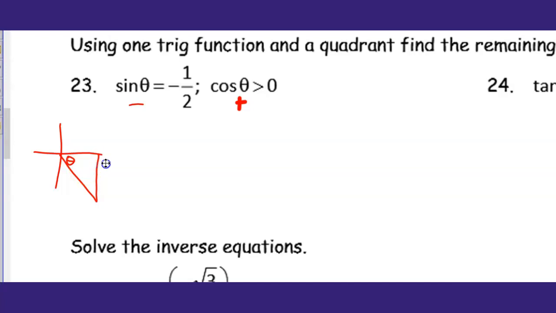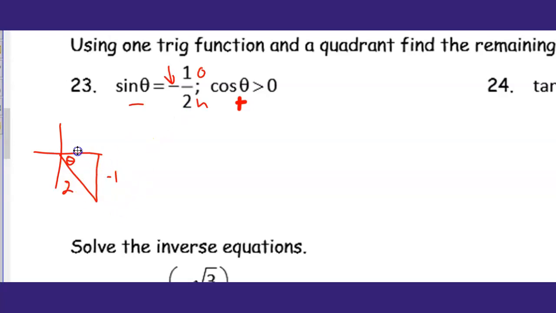Alright, so now I can use sine. If I use my triangle rules, because I made a triangle, that means this is opposite. This is hypotenuse. Sine is opposite over hypotenuse. So I don't know what the adjacent side is, but I know opposite. See how this goes down? That's going to be -1, because I have to apply this negative. So -1, hypotenuse is 2.